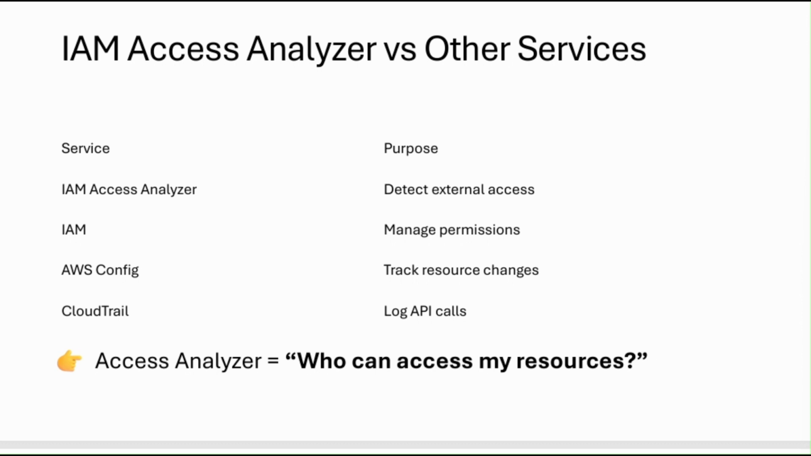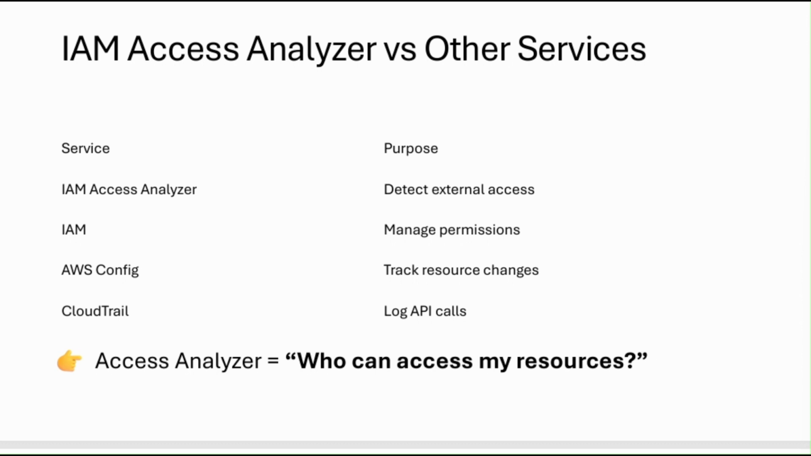Service 1 is IAM, that is Identity and Access Management. IAM manages who gets access to what. It creates users, roles and permissions. It is about managing permissions. Service 2 is IAM Access Analyzer. Access Analyzer checks if your permissions are safe. It detects external access and unused permissions. It is about analyzing permissions.